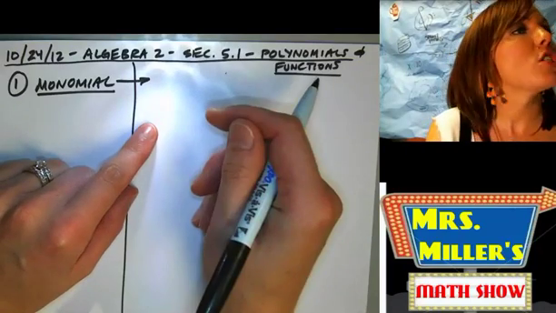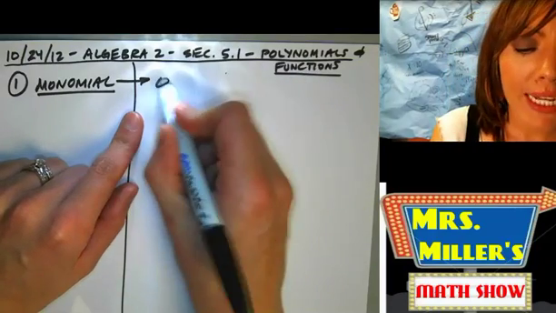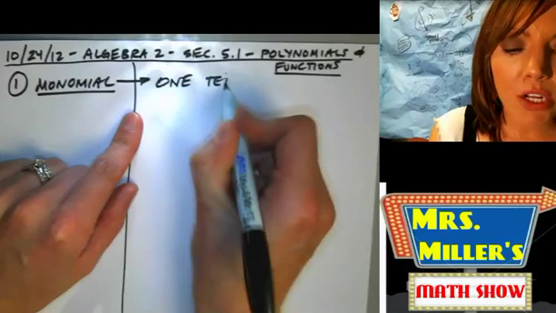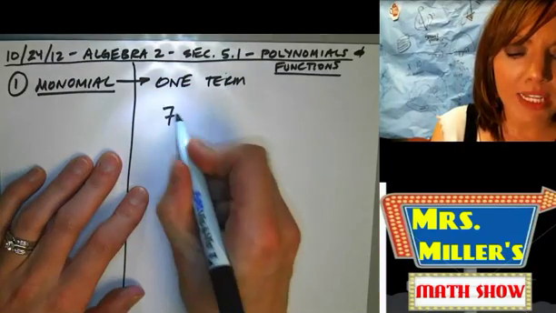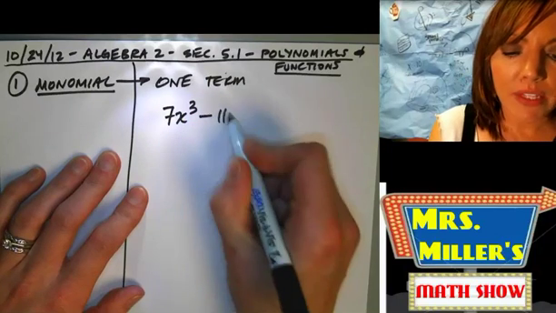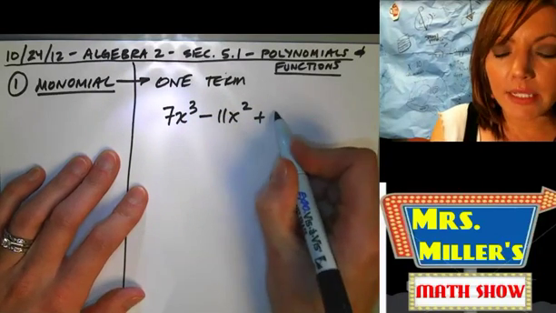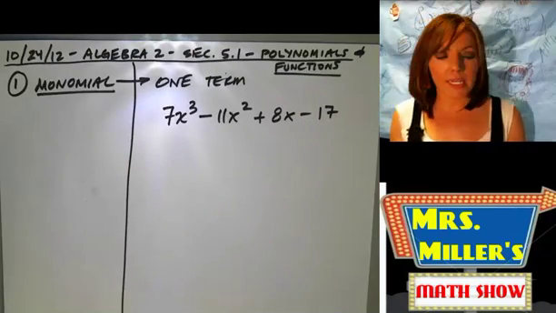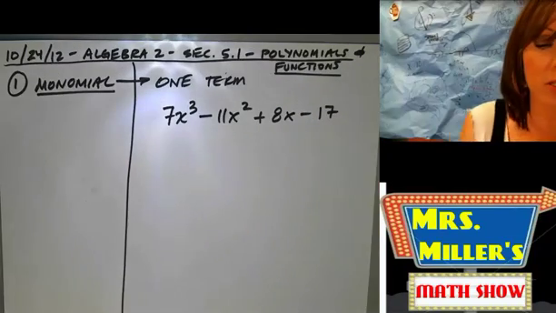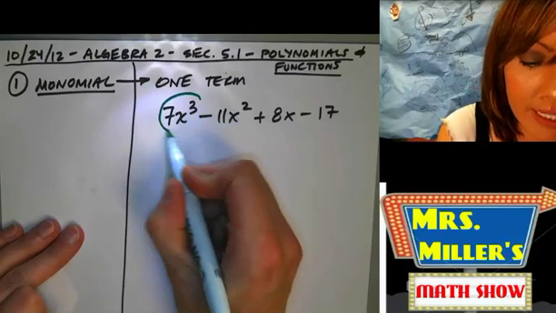Okay, here we go. So, a monomial. Let's keep this simple. A monomial is one term. So what I'm going to do is write something up here: 7x cubed minus 11x squared plus 8x minus 17. And I'm going to label in here a bunch of monomials. So, this is a monomial.